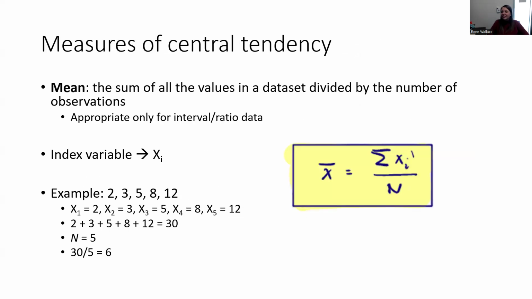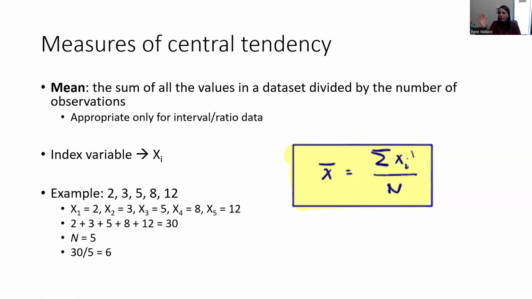So some measures of central tendency. The first one is mean, right? The sum of all the values in a data set divided by the number of observations, right? We only use that in interval ratio data. And so this is mean in statistics, right? We call it X bar. You can see this X with a bar on top of it. That is the symbol for mean in our psychology statistics.